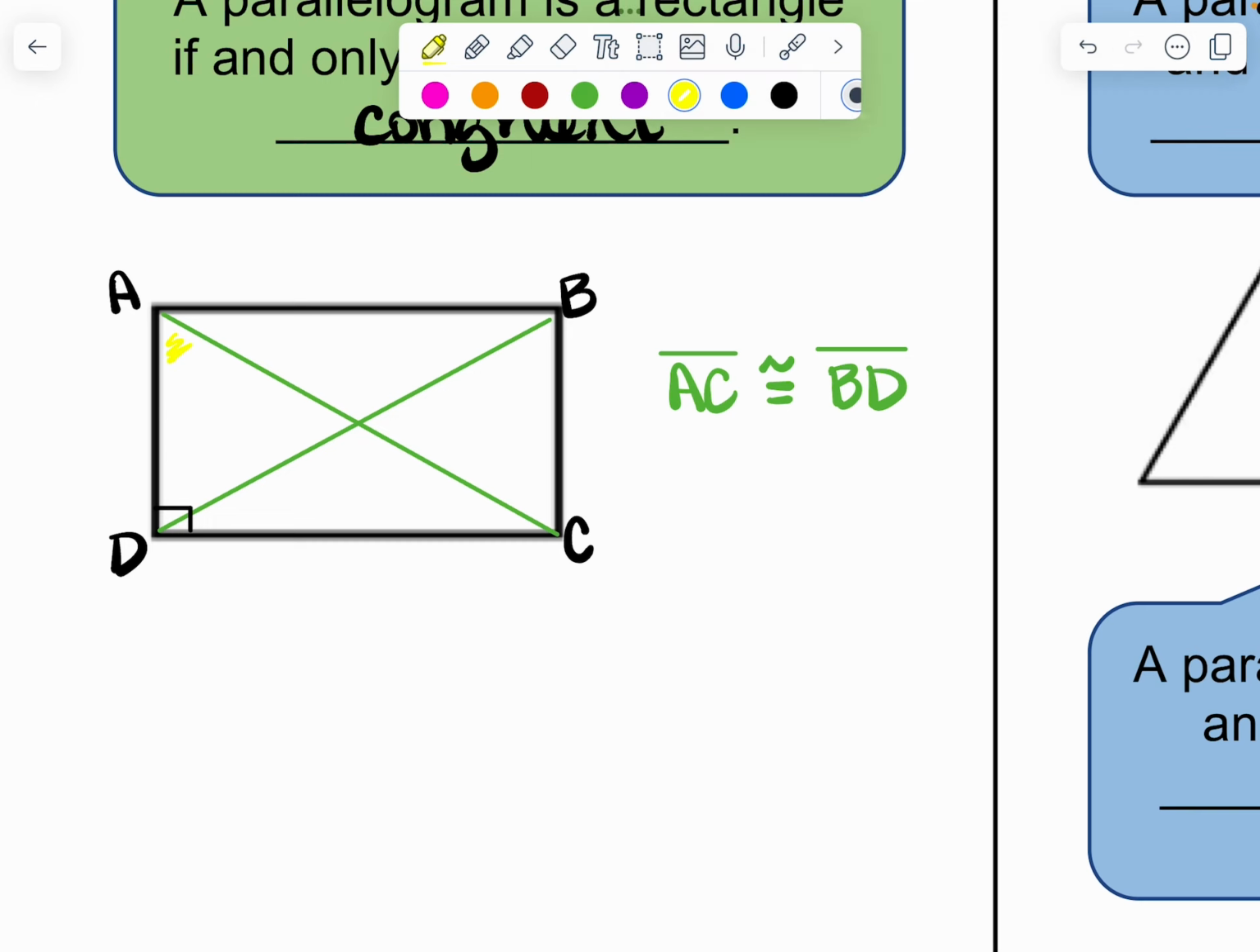I'm going to highlight. Let me increase the size of my highlighter there. I want to use the highlighter, not the actual yellow marker there. There we go. That's better. So do you see by just looking at one diagonal, like AC, that it's actually the hypotenuse of right triangle ADC, right? And there's a lot of right triangles happening in this picture. So you need to be aware that that's going on.